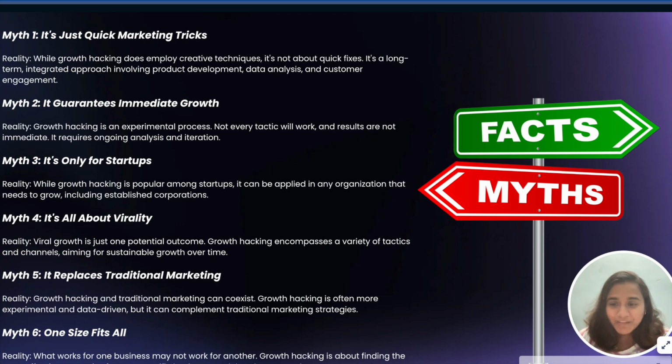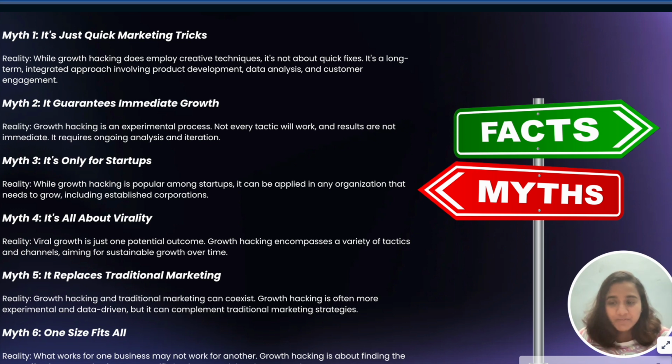Myth number 2: it guarantees immediate growth. Obviously it's a no. Growth hacking is an experimental process. Not every tactic will work, and results are not immediate. It's a huge process. You might succeed in one experiment and fail in another, but it's a time-taking, iterative process. So it never guarantees immediate growth.